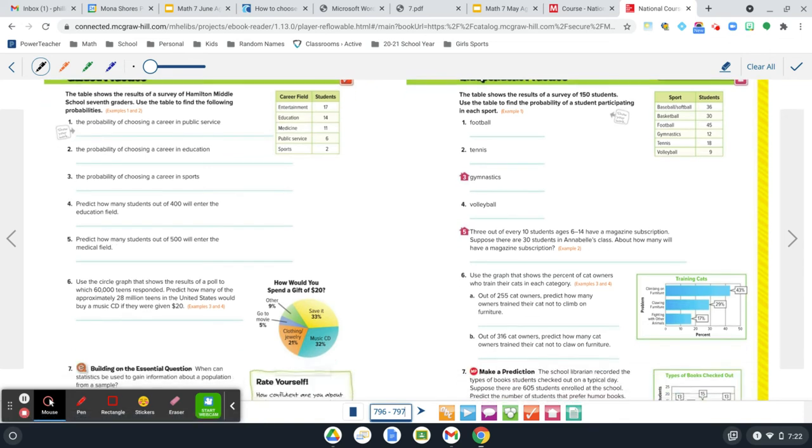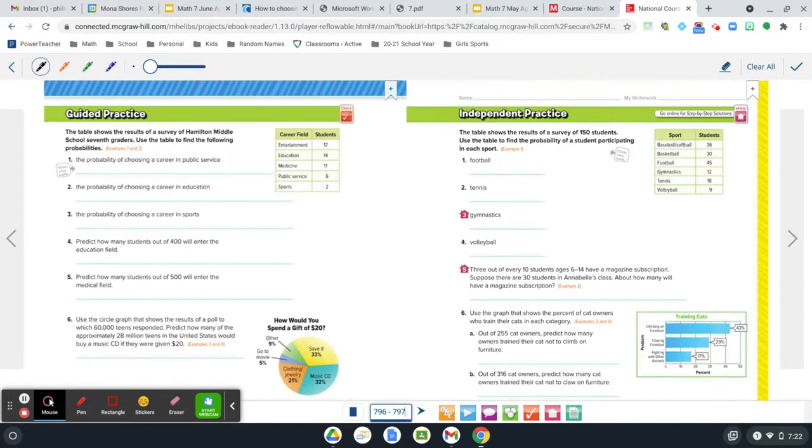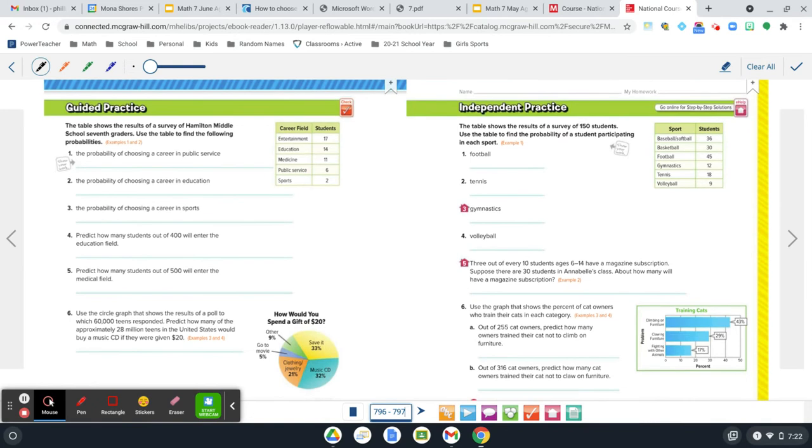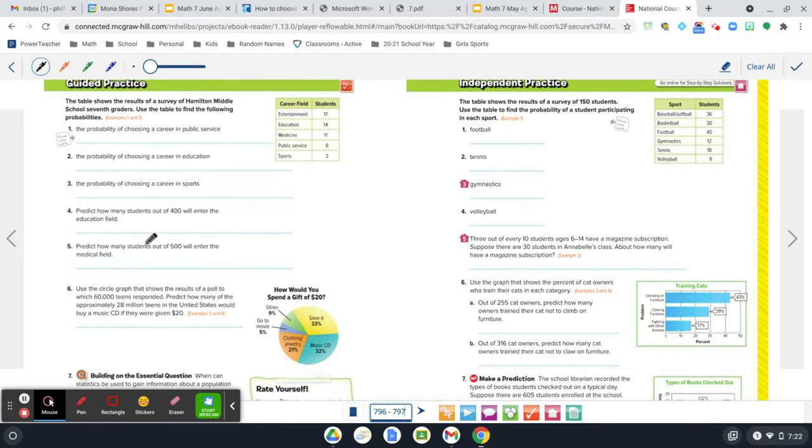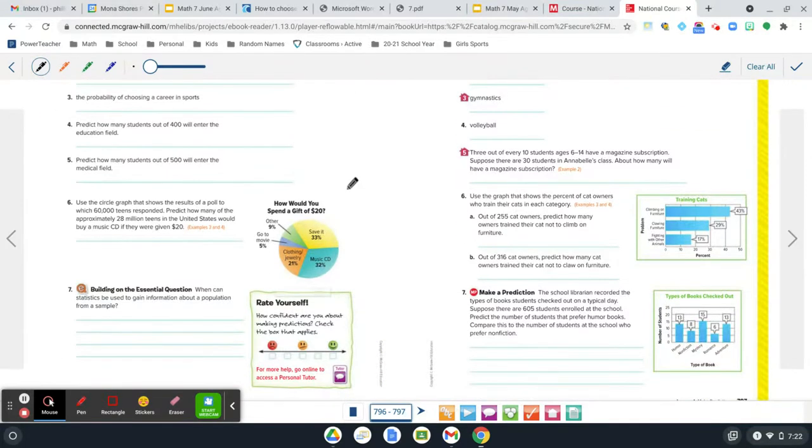And we're going to take a look. We're in the guided practice on 796. And on Friday last week, we had done 1 through 5. Now we're going to take a look at number 6.